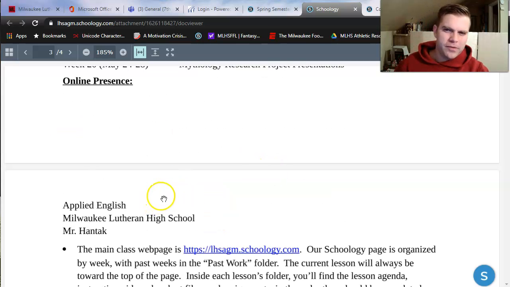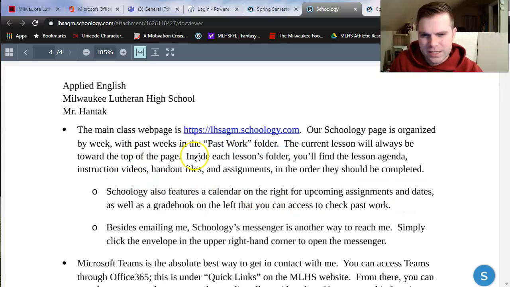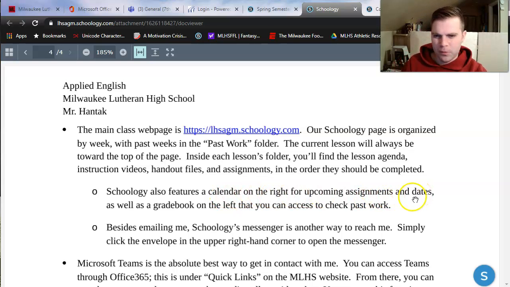Last thing I would remind you of is our online presence. You guys know how to use Schoology right there. It's organized by weeks. Nothing much has really changed with how our course is organized as opposed to last semester. I would like to remind you that we do have our calendar on the right-hand side for upcoming assignments and dates, as well as your gradebook on the left. So if you notice that your grade is low, you might click on the gradebook, see if you have some earlier missing assignments you can complete.